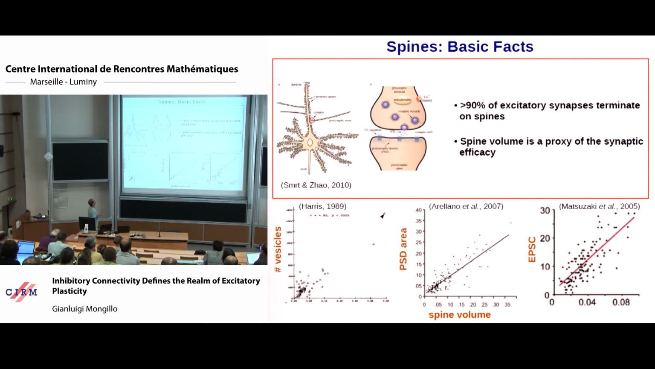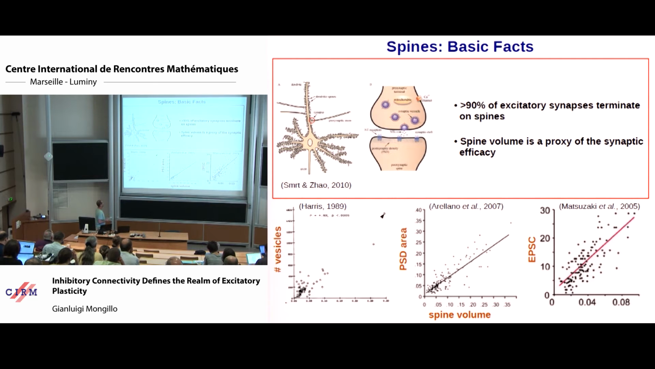pyramidal neurons have some specific anatomical structures called spines, where most of the synaptic connections from other excitatory neurons are formed. So essentially, roughly this amounts to the fact that if you can see a spine, then that means that with very high probability there will be a synapse on this spine. Even better, the volume, the size of the spines gives you information about the synaptic efficacy.